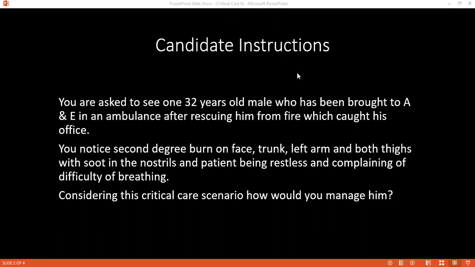For the burn, ma'am? Yes, on the trunk. I need to check whether he has a circumferential burn on the trunk, especially the chest. Because if there's a circumferential burn, then there might be respiratory compromise, where his chest movement and breathing will be reduced. Therefore, I need to go for urgent fasciotomy. Very good. This is what I wanted to hear.